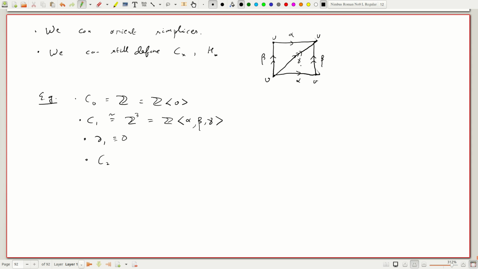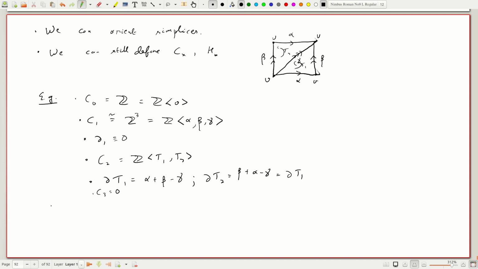C2, there are two different simplices. Let's call them T1 and T2. Okay, so C2 is Z of T1, T2. And let's look at the boundary map. Boundary of T1 is going to be, let's say it's been oriented as you would expect from the picture, alpha, beta, and then gamma. So the boundary of T1 is going to be alpha plus beta minus gamma. And how about boundary of T2? You write it as beta plus alpha minus gamma, but this is also the boundary of T1. Okay, this is wonderful now. And C3 is 0.